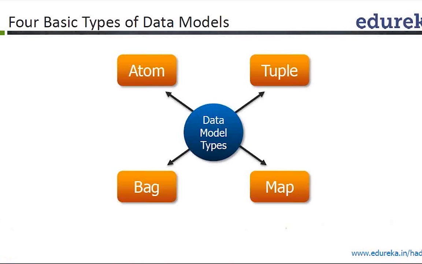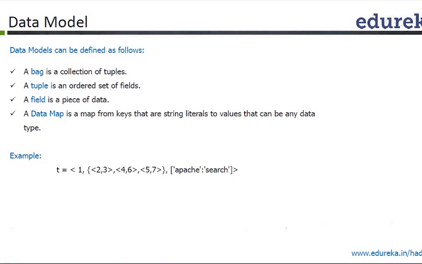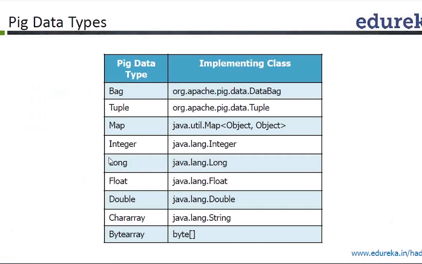Apart from that, the normal data types which you have, like int, long, float, double, char array, byte array, all those things remain as they are, guys. Those can still be there, and they can be processed. What is an atom? An atom is basically an individual element. Suppose you have your input data set, and one of the column values, that's basically an example of an atom.